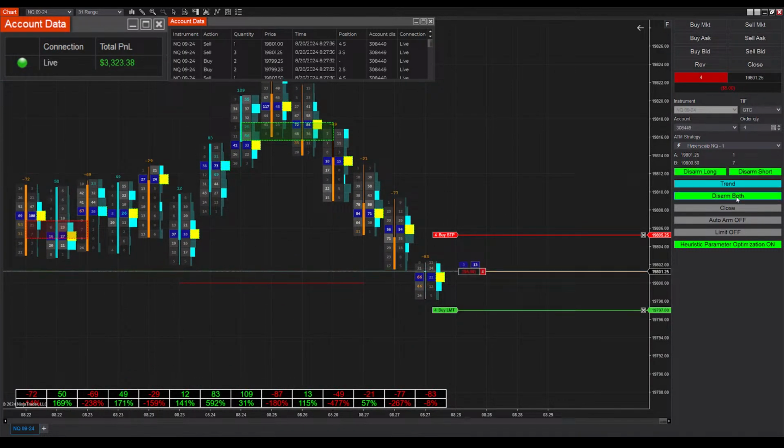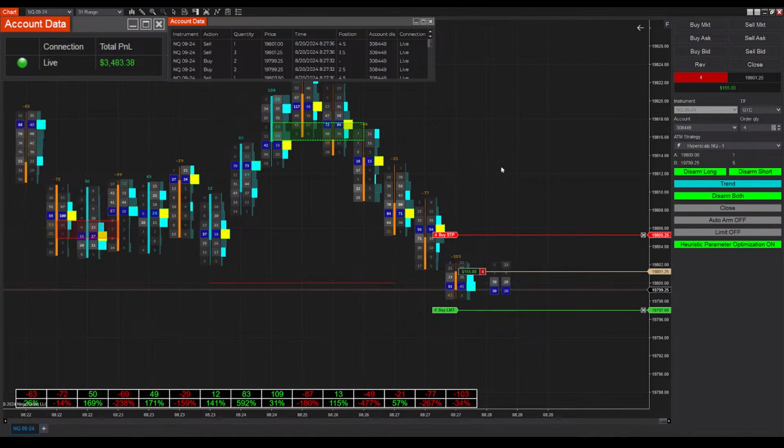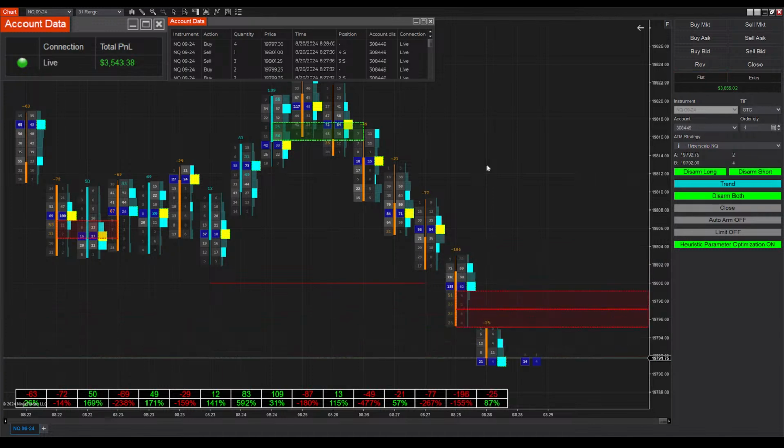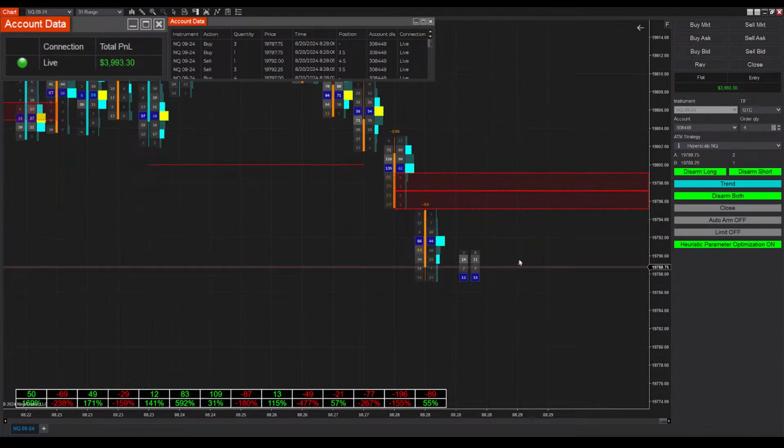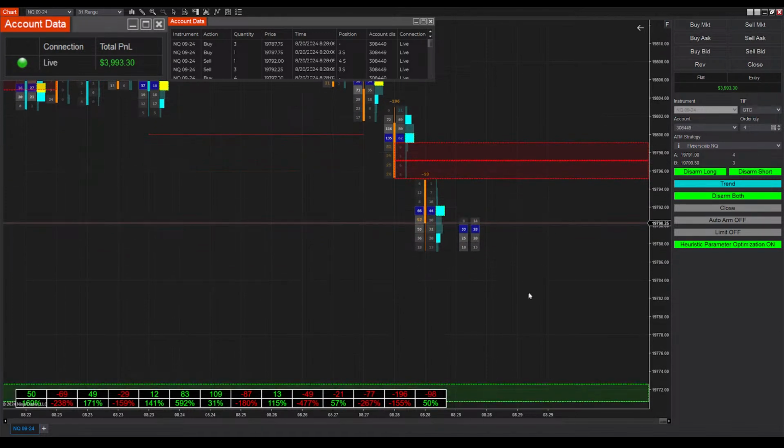Solid win there. Another short position. Looks like we're starting to get into some kind of downtrend. Man, I need to stop calling this stuff out, though. Every time I give a call out, it ends up not working out. Ended up winning that trade. Up to 4,000 on the day now.